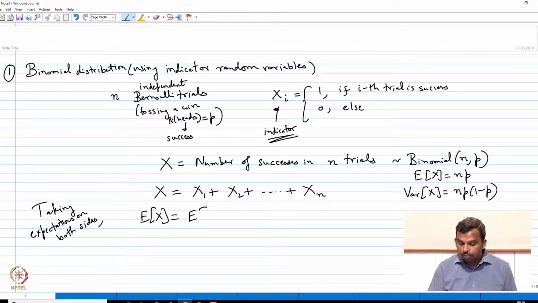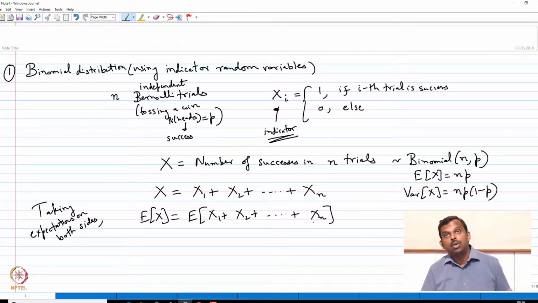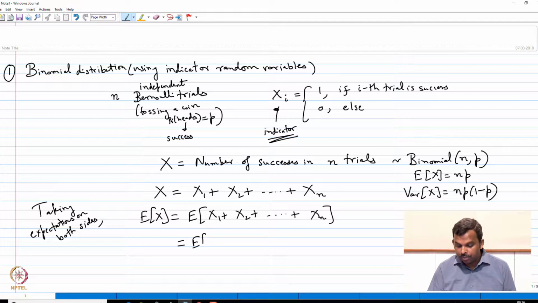This is easy enough to write, but it turns out expected value is a linear operator, so it distributes over addition. If you have the expected value of X1 plus X2, it is the same as the expected value of X1 plus the expected value of X2. So you use linearity of expectation to get this.